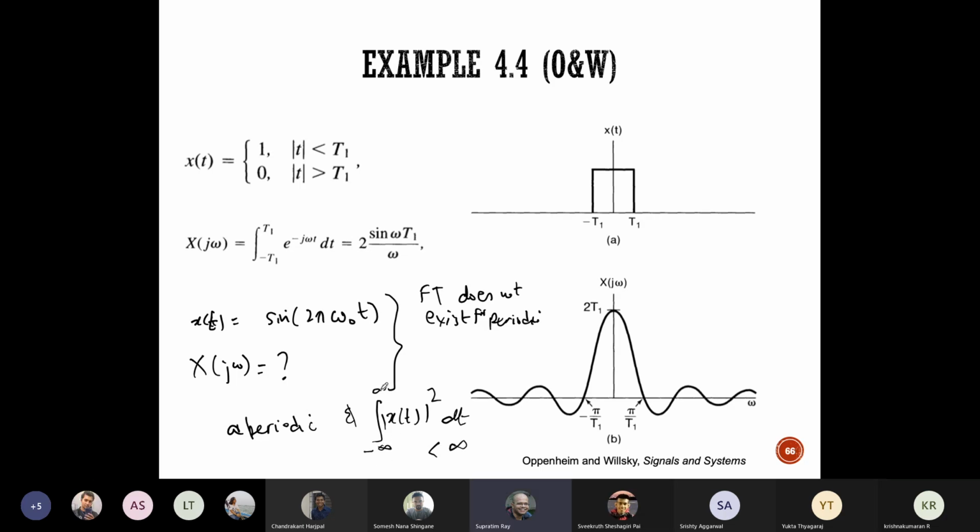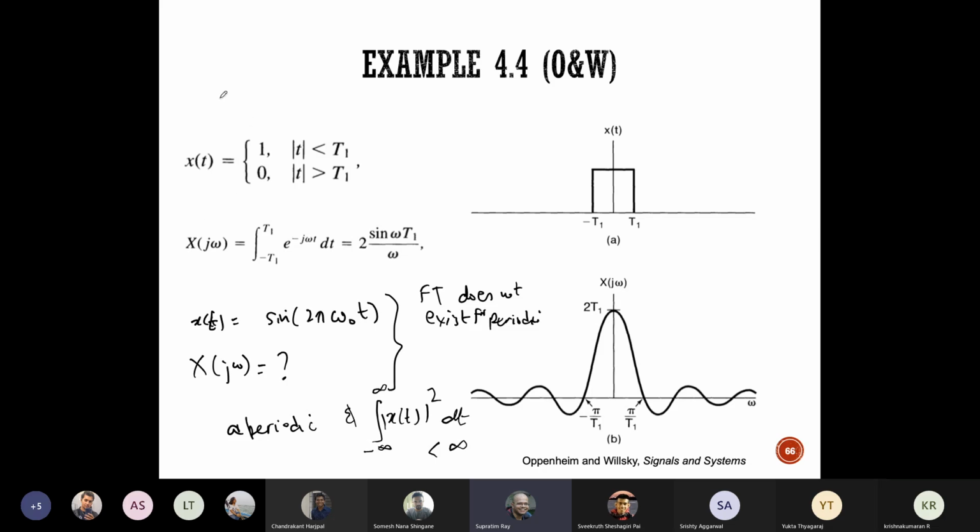It won't have finite energy, right? It doesn't have finite energy. It has infinite energy and it's periodic. So you can't take the Fourier transform of a sinusoid, strictly speaking. However, there is a hack here that people use.